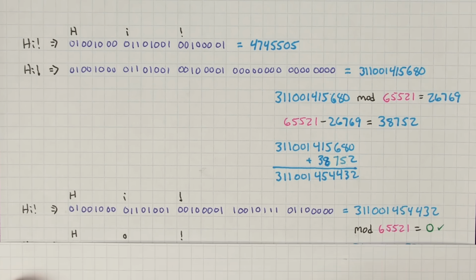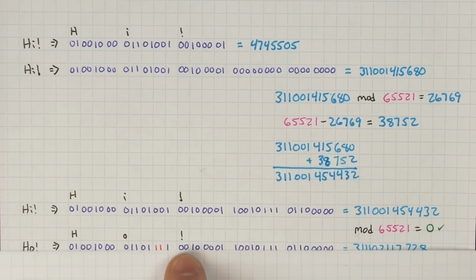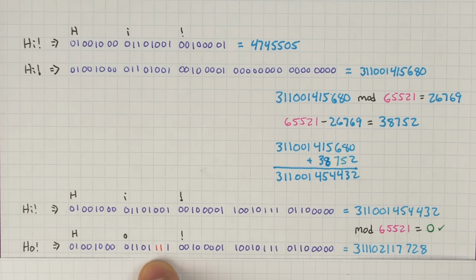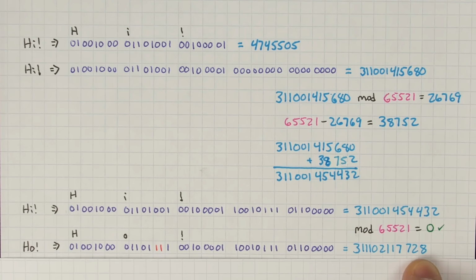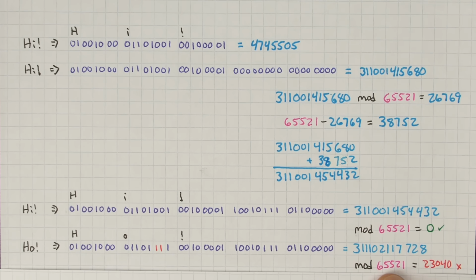So for example, if our message changes from hi to ho, because these two bits here changed and corrupted our message into something different than what we wanted to send, then we'd be able to detect that. Because if we then take this new big long binary number and divide the value that it represents by 65521 again, the remainder is not 0, it's something else. It's just 23040. And because that remainder is not 0, because this message is not divisible by the magic 65521 number, then we can conclude that the message got corrupted and that the message ho is not the message we intended to send.